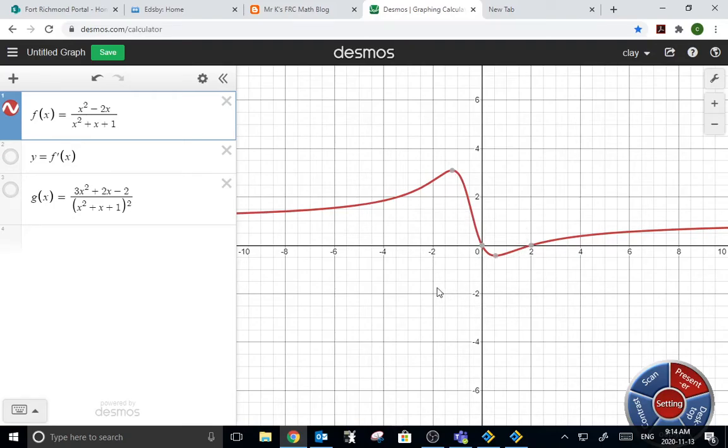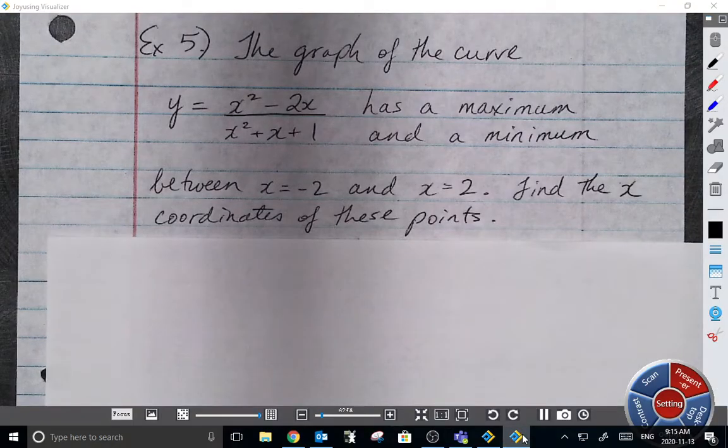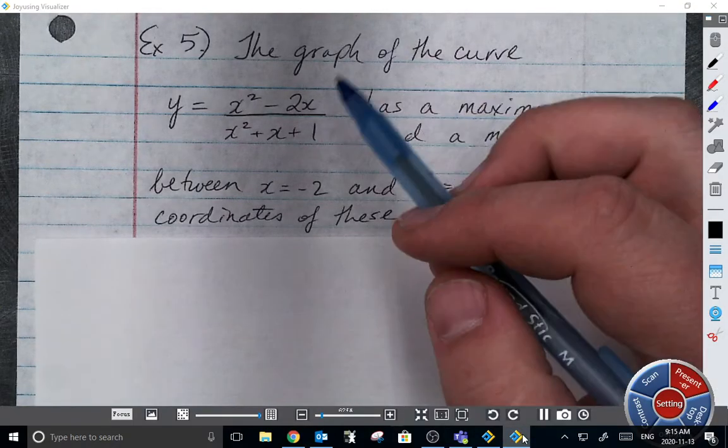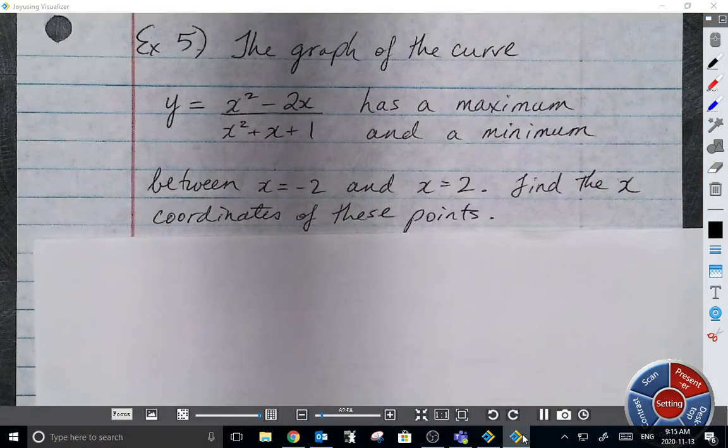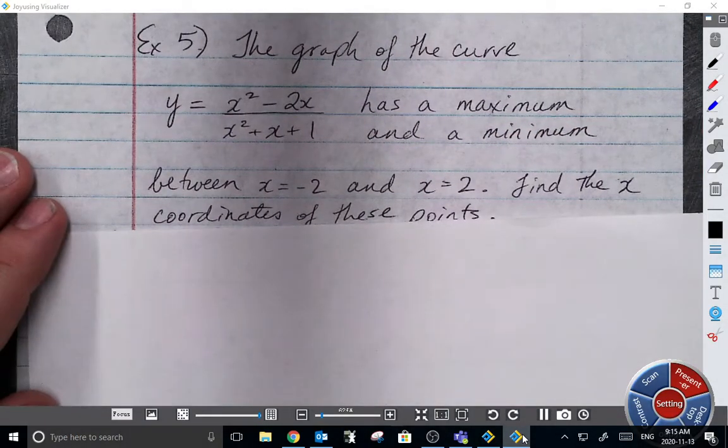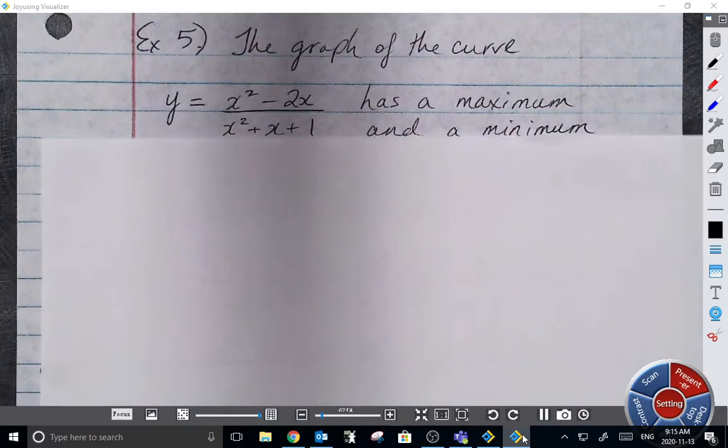My job is to find those two x coordinates. Now, what do I know about those x coordinates? Well, I know that those x coordinates represent the maximum and the minimum, so they represent the tangent points, and the tangent line would have a slope of 0. So what I need to do is find the slope of this curve and set it to 0. So that's what we're going to do. We're going to find the slope of this line and set it to 0. So the slope of that line is going to be, of course, y primed. So that's my job here.